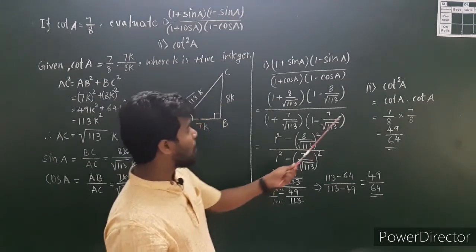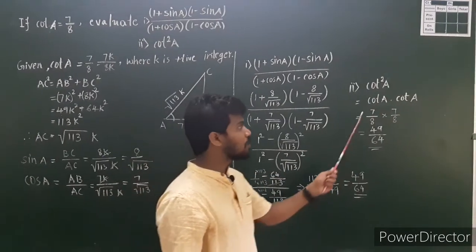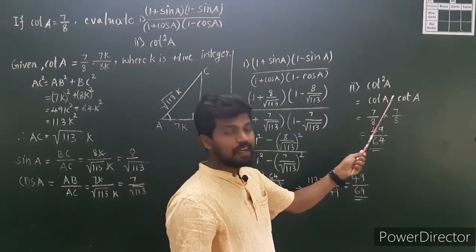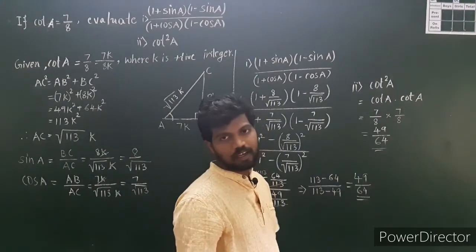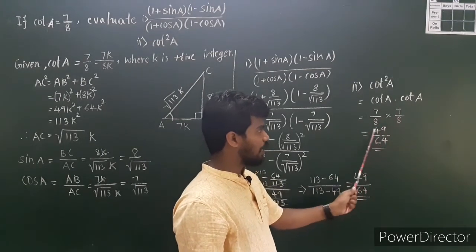See, second question you have cot square A. So in the question itself, you have cot A, you have 7 by 8. So cot square A is equal to cot A into cot A. So that means 7 by 8 into 7 by 8. 7 7s are 49, 8 8s are 64.